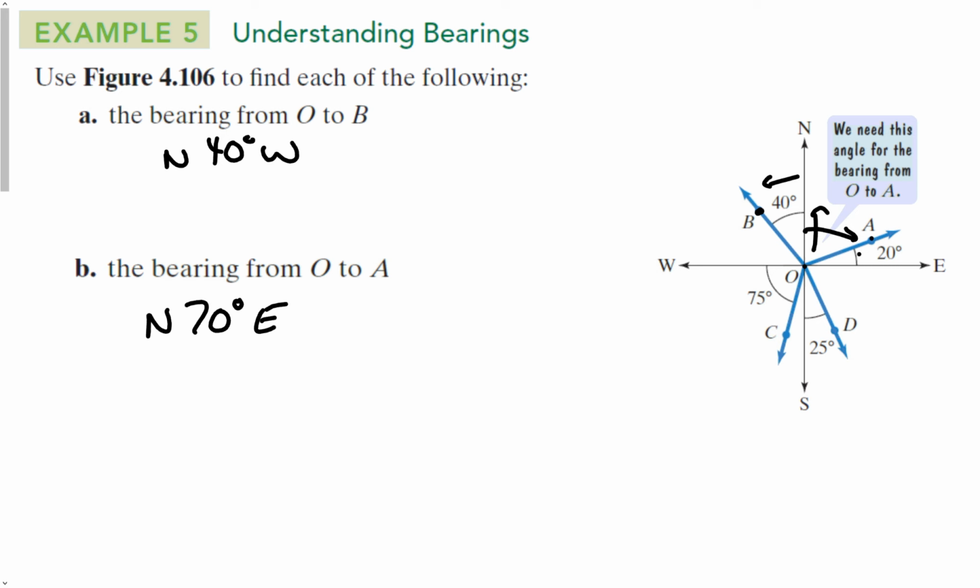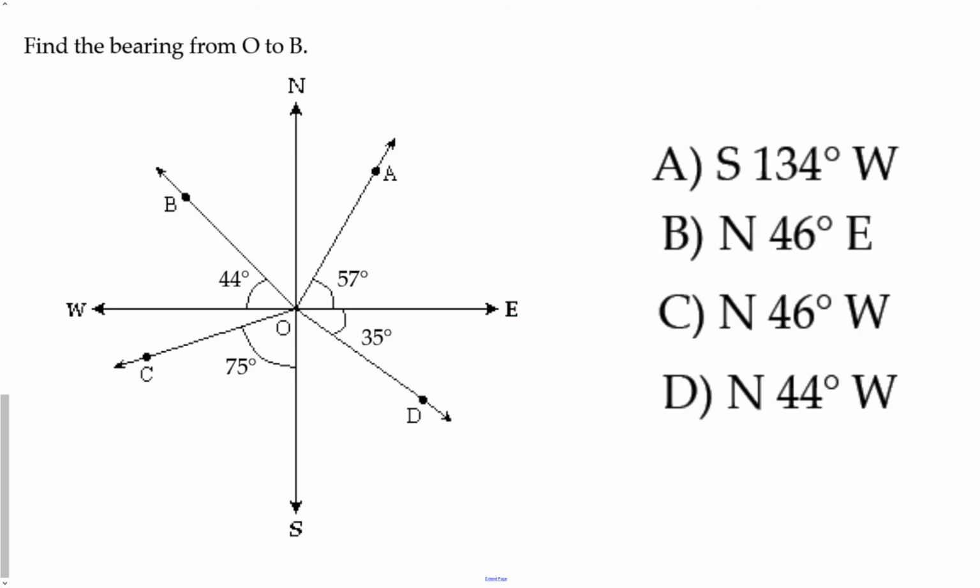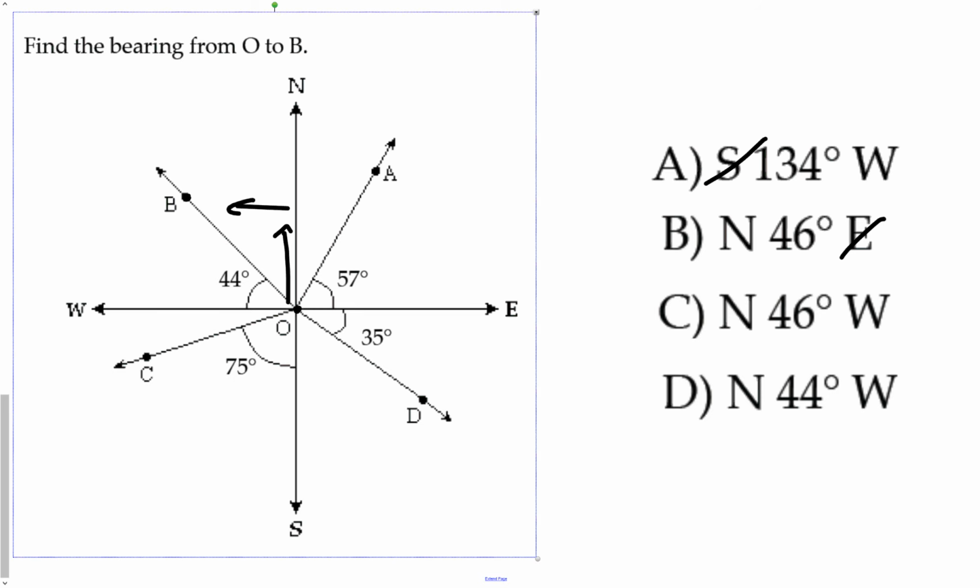How do I know it's 70? Because this is 90 degrees, right? Each quadrant is 90 degrees. I didn't put the regular problems here, but let's just do this one anyway. O to B, well, that's a good one. It's north, so that's out. It's going to be west, so I can always eliminate this, and then that angle is 46. So the answer would be C.